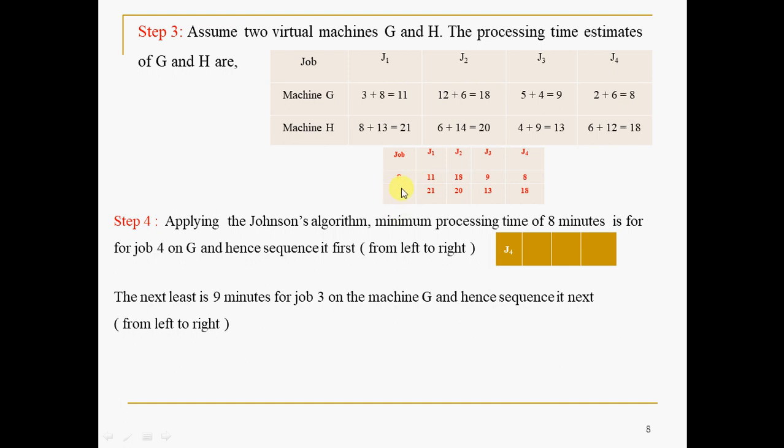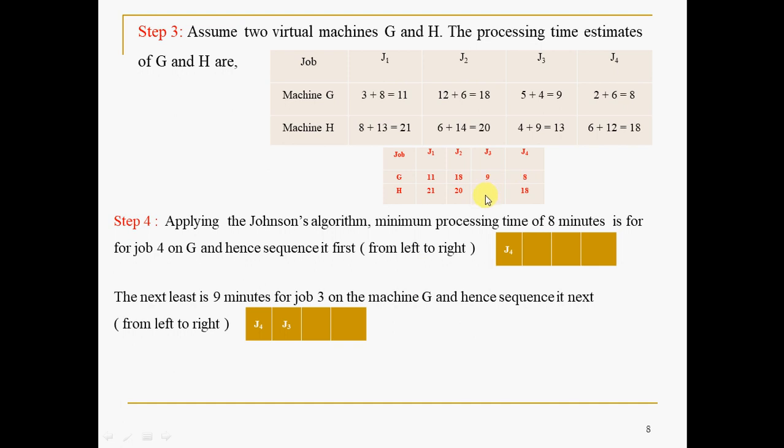When the least processing time falls on M1, you have to sequence it from left to right. Hence J3 you have to sequence from left to right. Left to right in the sense that this place is already occupied, so next to this one means this place. Fine, J4 and J3. So now these two are cancelled.